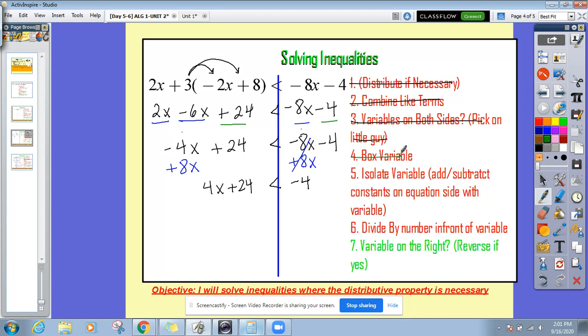We're going to box our variable here so we know what we're solving for. And now we want to isolate it. So to isolate it, we're going to add or subtract the constant on the side with that box. So I'm going to subtract 24 from both sides. We end up with 4x is less than -28. We want to divide by the constant, or the number in front of the variable. We get our solution, x is less than -7.